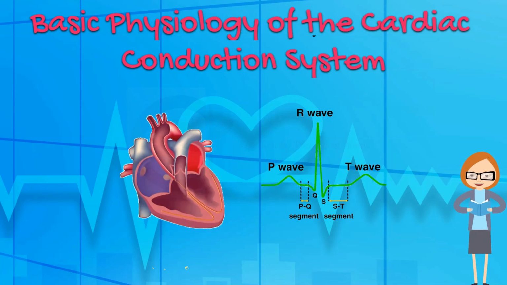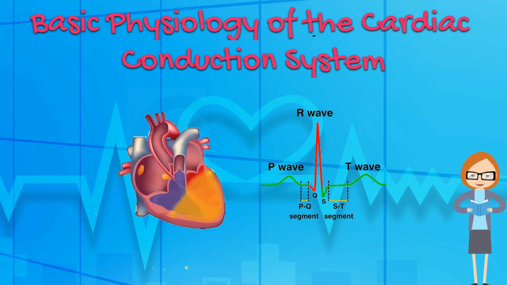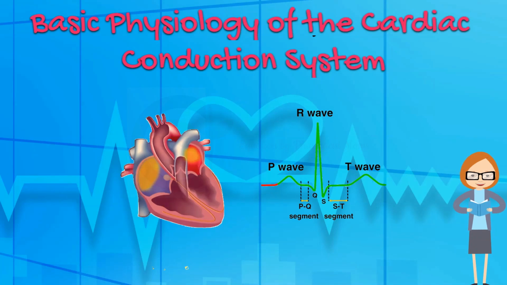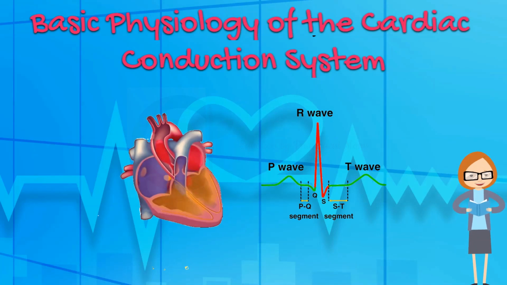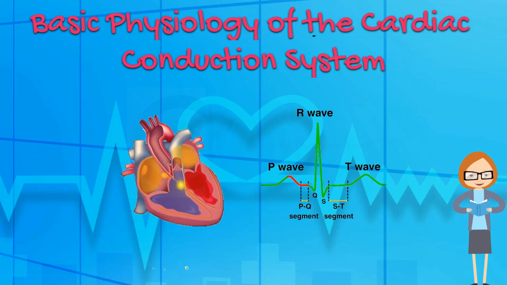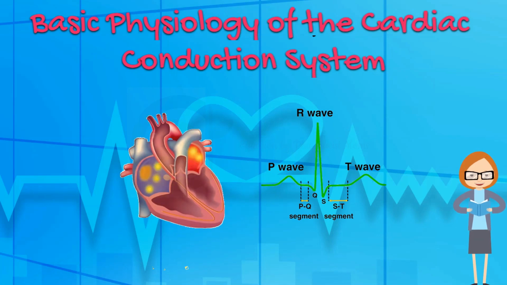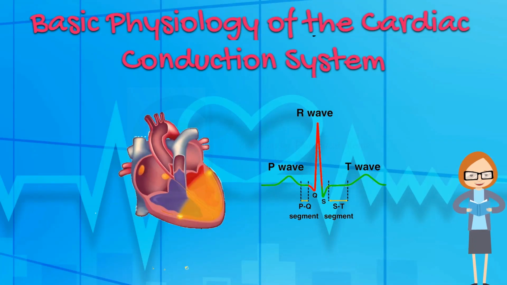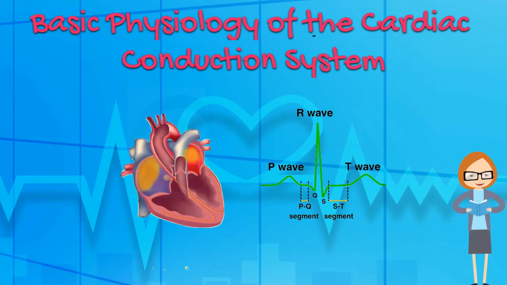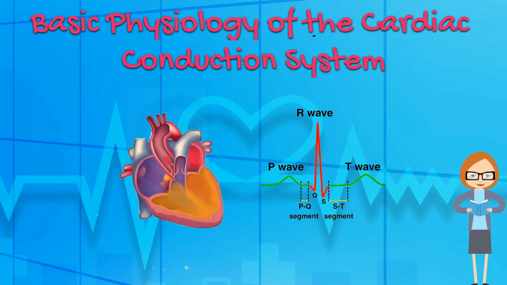Now, we will learn the basic physiology of the cardiac conduction system. Physiologically, ECG tracing represents the conduction pathway through the heart. The normal conduction pathway originates in the sinoatrial or SA node, which initiates sinus impulses, and a wave of depolarization spreads out over the right and left atria, forming the P wave.